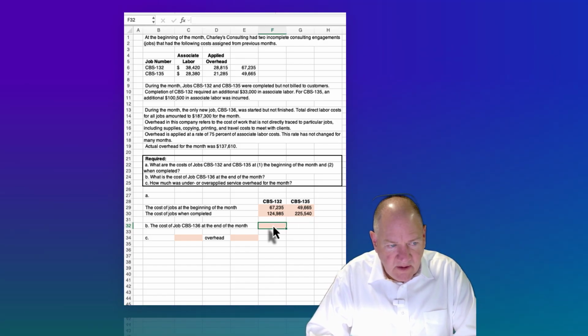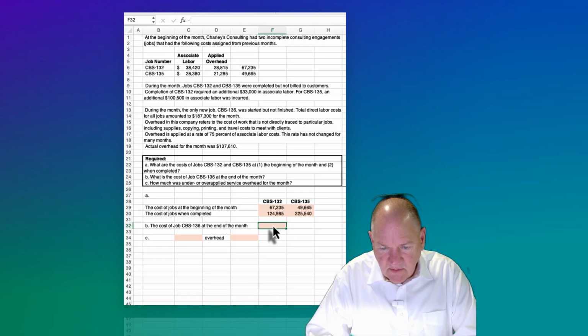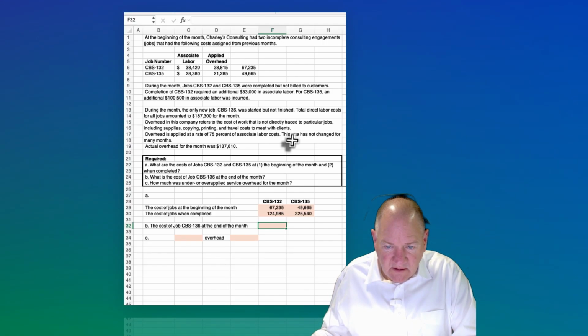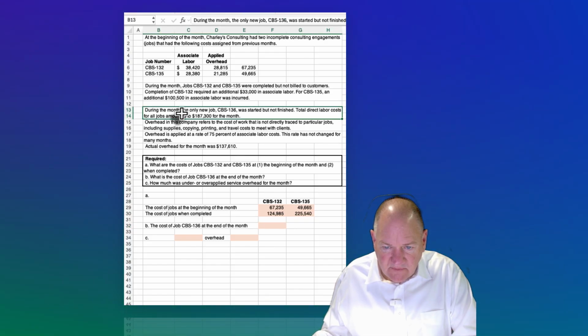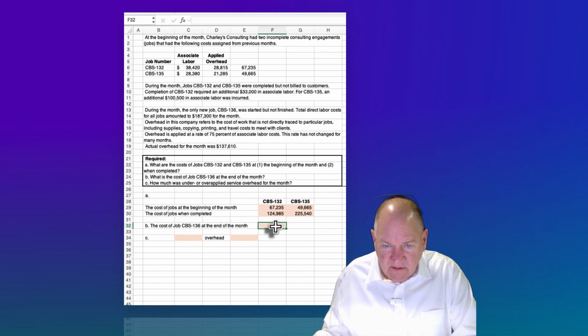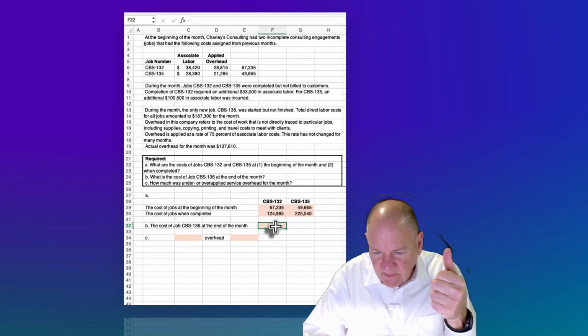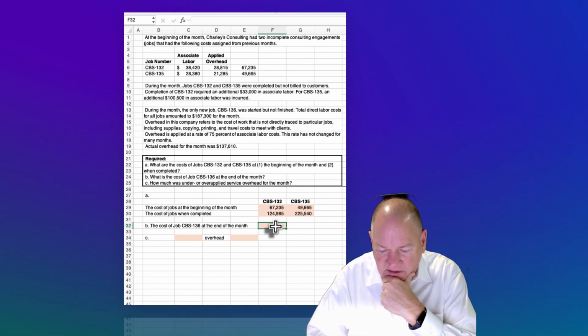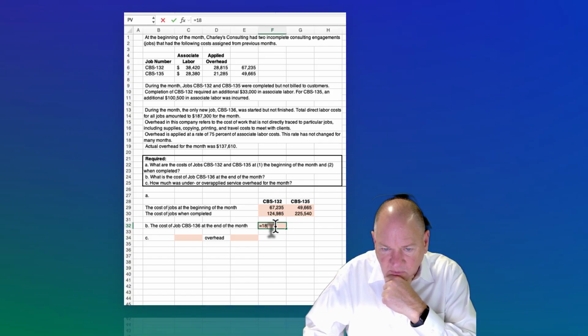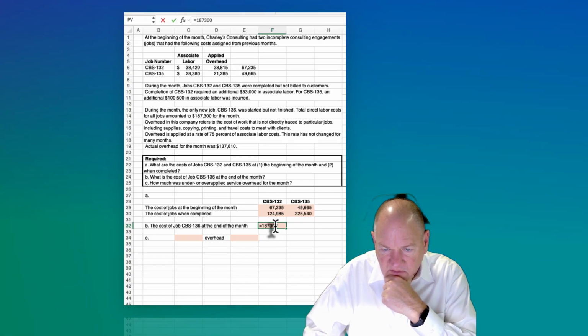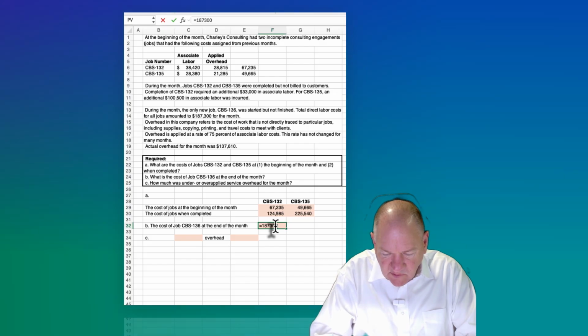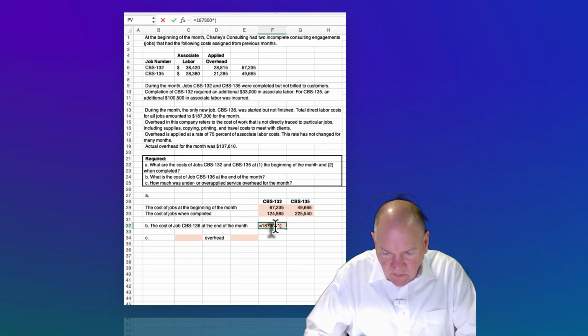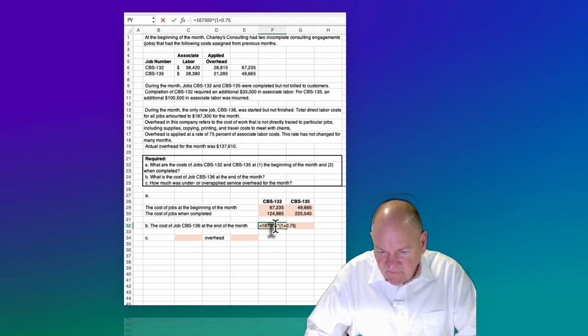So let's tackle then part B, the cost of job 136 at the end of the month. Recall that we started job 136 during the month, but we didn't finish it. We incurred $187,300 in labor cost. So what I need to do is pick up the labor cost plus the overhead associated with that job. So I can say equals 187,300, and I can multiply that by 1, that's for the direct labor cost, plus 0.75.